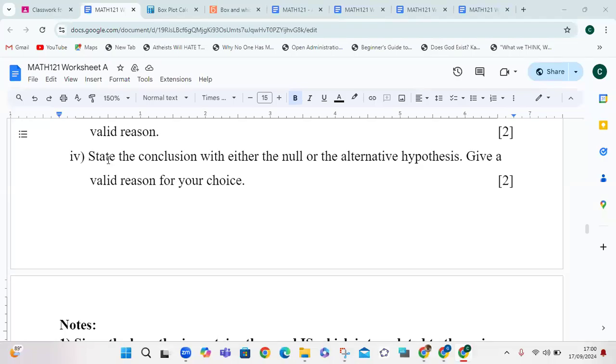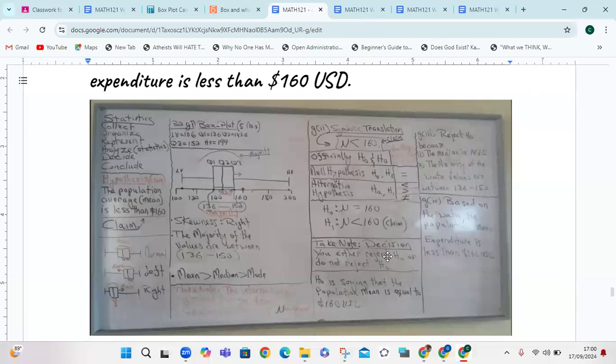D part 4 says to state the conclusion with either the null or the alternative hypothesis. Give a valid reason for your choice. Now, bear in mind, for decision time, you either reject the null or you do not reject the null.